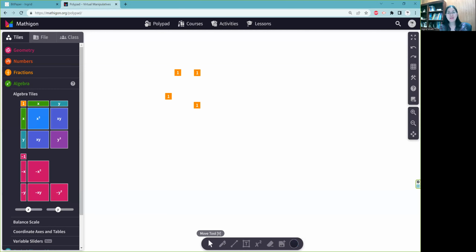Hi guys, today I want to talk about square roots. Notice that I have 4 blocks right here. I want to go ahead and organize these blocks to make a square. How can I do that?